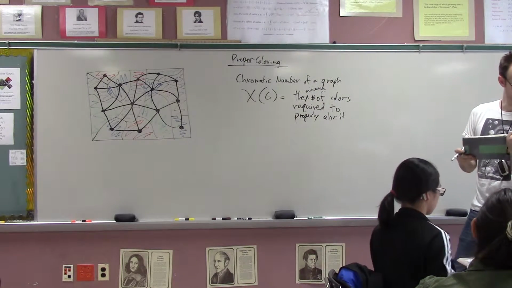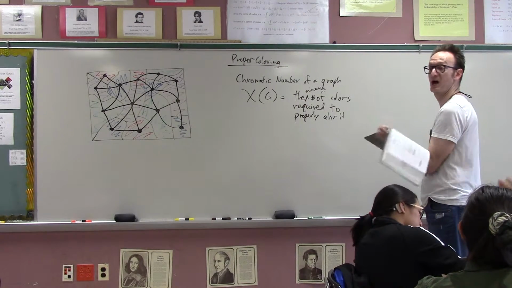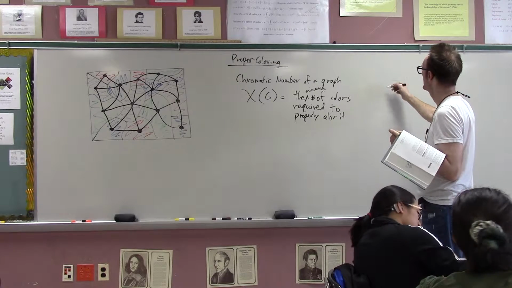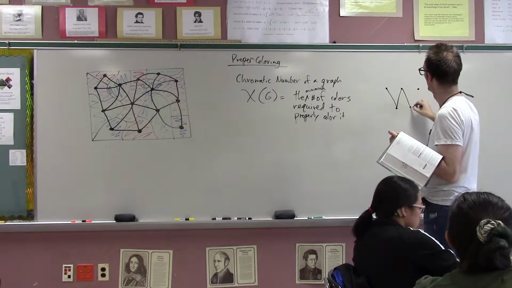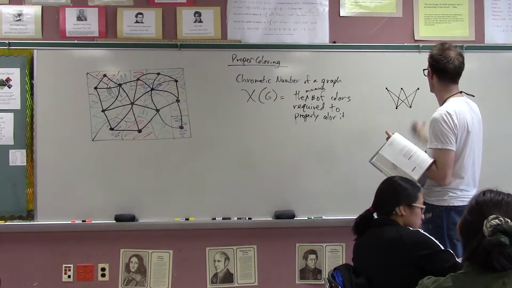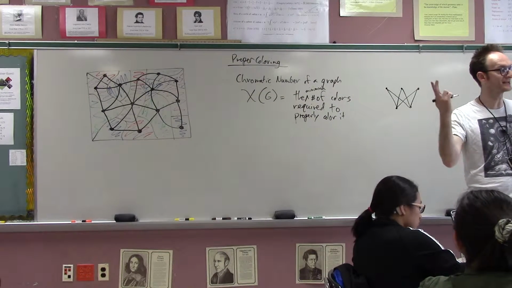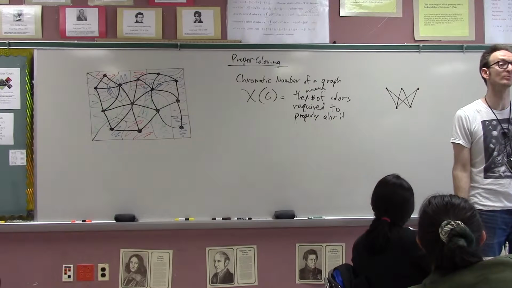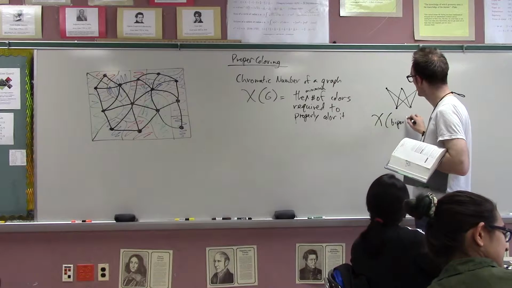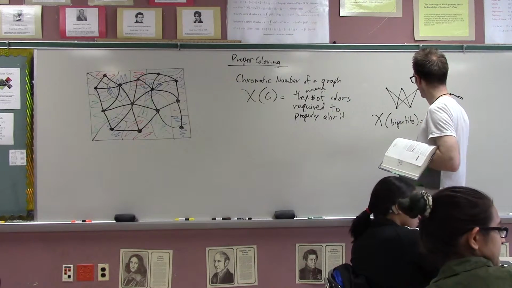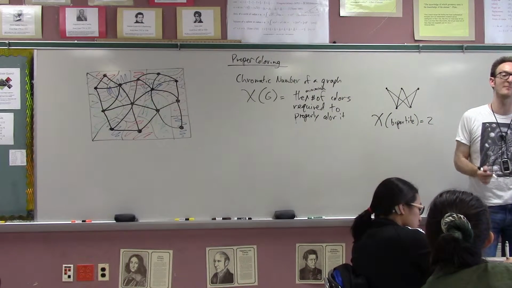Okay, so let's just do a couple graphs and see what their proper coloring is. Well, how about something like the complete bipartite graph? Every bipartite graph has chromatic number 2, right? So the chi of any bipartite graph is 2. In fact, we already used coloring to talk about bipartite graphs, right?